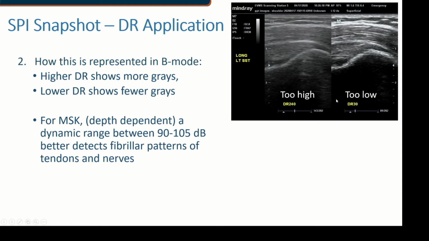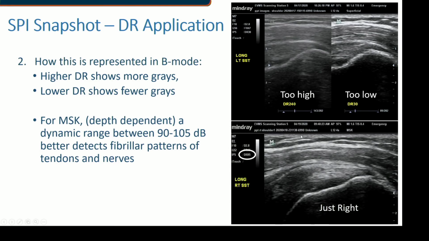And if we set it too low, it's far too contrasty, for lack of a better word. You'll see that there's very little variation in the grays. It's very black and white. And again, certain structures can be missed if you go too low. So where's our Goldilocks zone? Well, somewhere between 90 and 105. You can push it a little bit higher as needed in certain instances. Again, it's depth dependent, but we can see those fibrillar patterns beautifully on this tendon when we use the appropriate dynamic range.